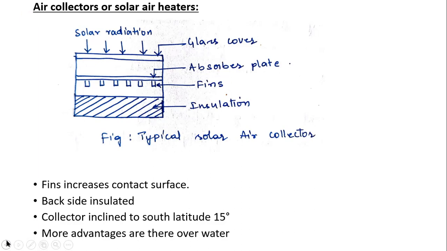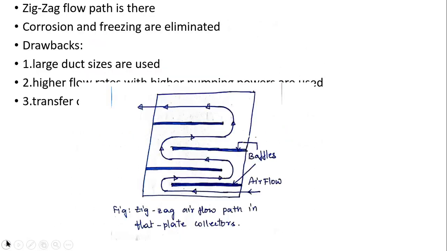This is the zigzag air flow path in flat plate collectors. This is the insulator at the bottom, and above it the absorber plate. In between the insulator and absorber plate, air is made to flow. These dark lines are called baffles. Baffles are arranged in the space between the absorber plate and insulator to provide a long zigzag flow path.